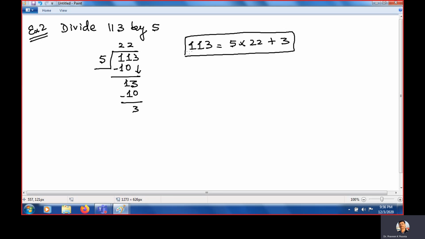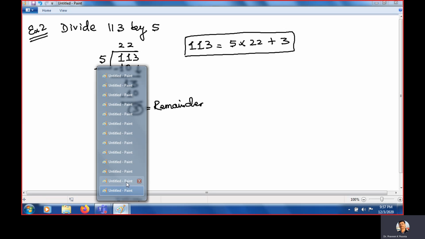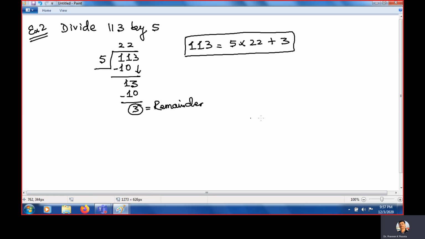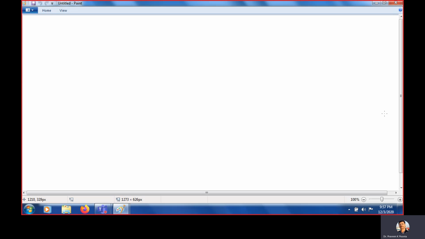Clear? So remember here we have a remainder. It is not fully divisible. There is a remainder. If you see the previous example, you will find there is no remainder. Here the remainder is 0 in this case. No remainder. So this is the 0 remainder case. But here the remainder is 3. One more question we will take, then we'll move to the division of polynomials. Okay, let us take some bigger question.